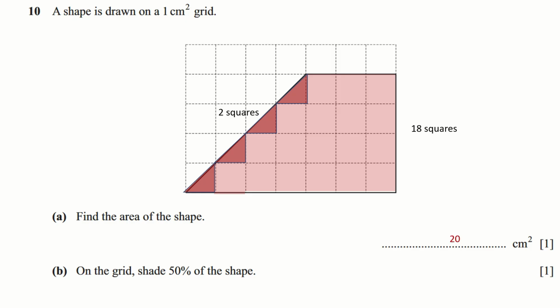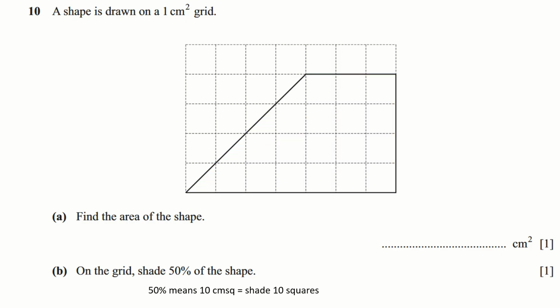B, on the grid, shade 50% of the shape. So we know that the shape was 20 square centimeters. So 50% of the shape means 10 square centimeters. So we just have to shade 10 squares.